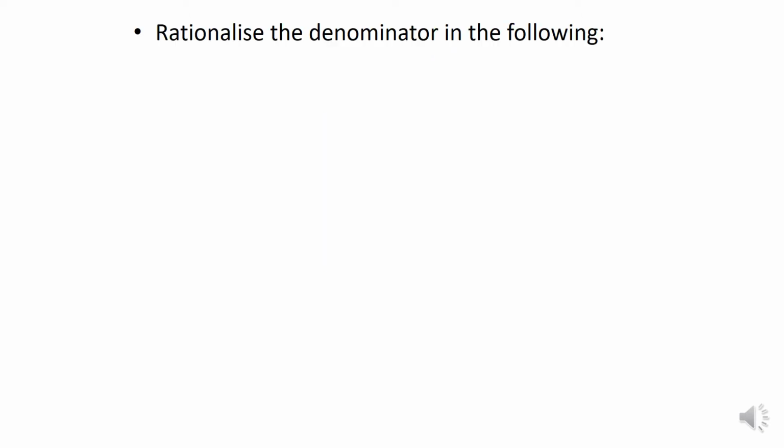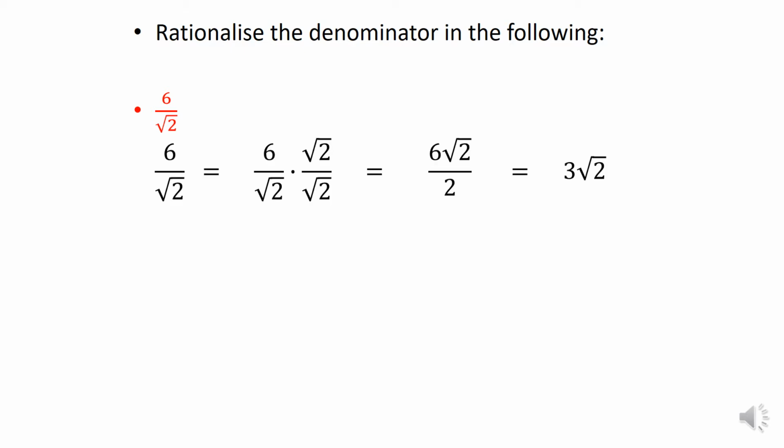Okay, so rationalising the denominator in the following. So 6 over root 2. So to rationalise means to not leave a root under the line as a denominator. Okay, so what might we choose to do? So if I go through this bit by bit, I'm choosing to multiply the fraction by root 2 over root 2. Okay, so here, root 2 over root 2 is equal to 1, so you're not changing the value of your fraction at all. You're doing the same to the top and the bottom.